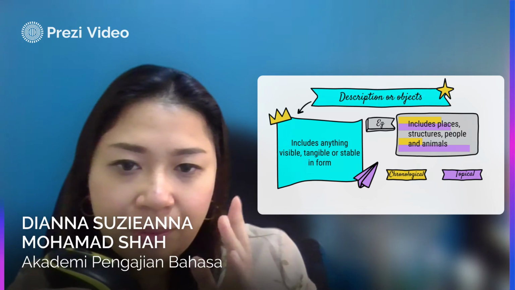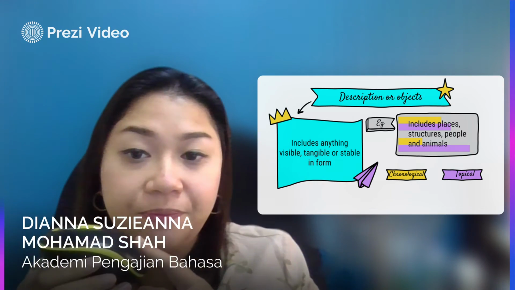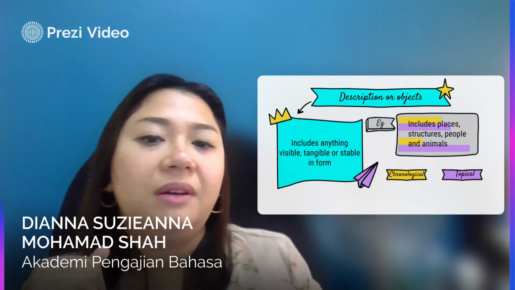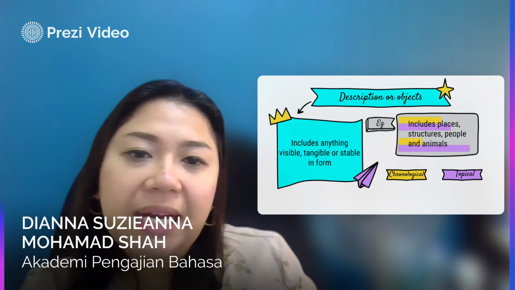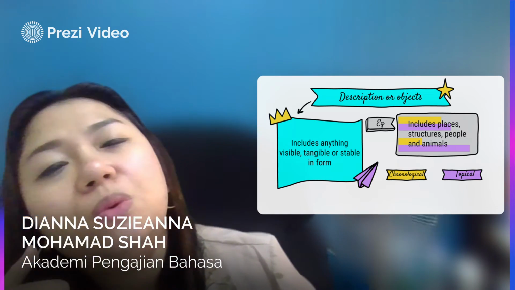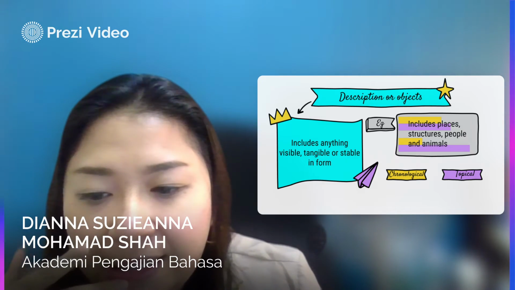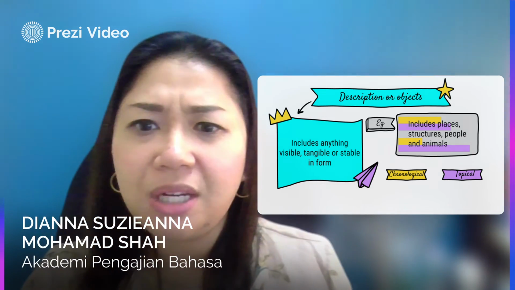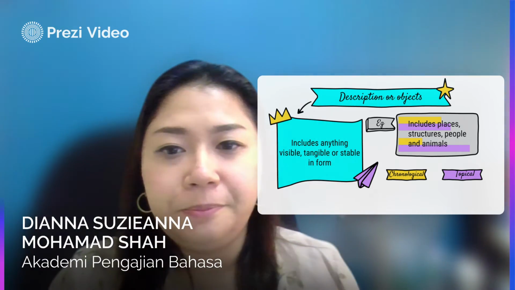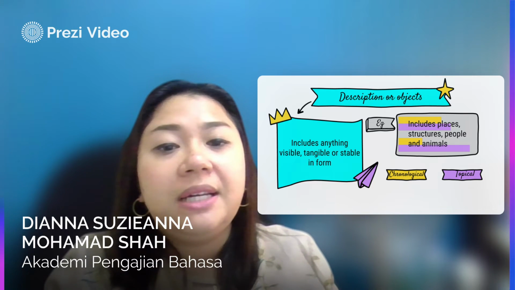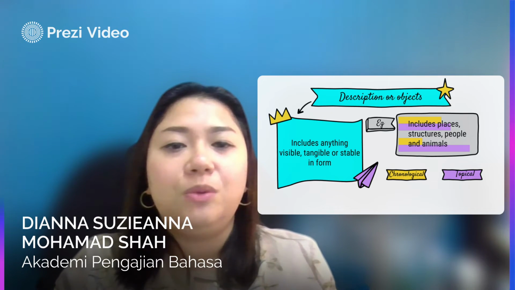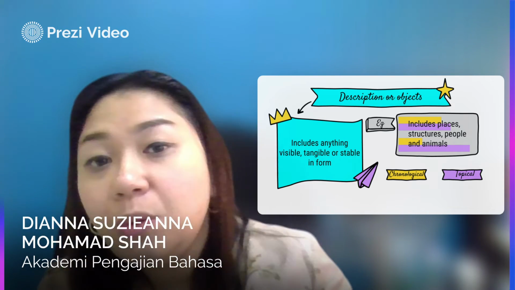It is tangible, visible, you can see. Tangible, you can touch, right? And stable in form, definitely stable in form. All right, so in order for you to come up with the ideas, it can include places like I mentioned just now, Pulau Langkawi. Structures, maybe you would like to discuss Formosa, right? And then people, you would like to talk about Tun Dr. Mahathir Mohamad. And then animals, maybe some of you like cats, right? And you would like to talk about your pet. No problem, okay?